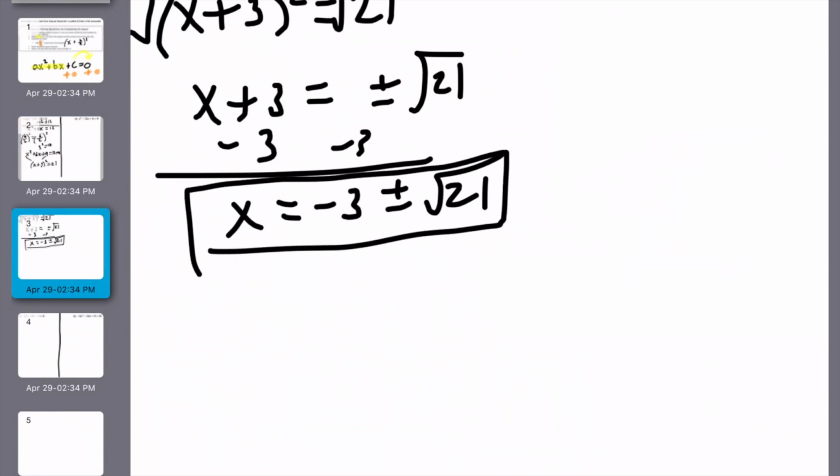In this case, I don't really need to know what the square root of 21 is. I'm just going to go ahead and say it's plus or minus whatever that value is. I'm not going to make it harder if I don't have to. Okay? So let's try another example.